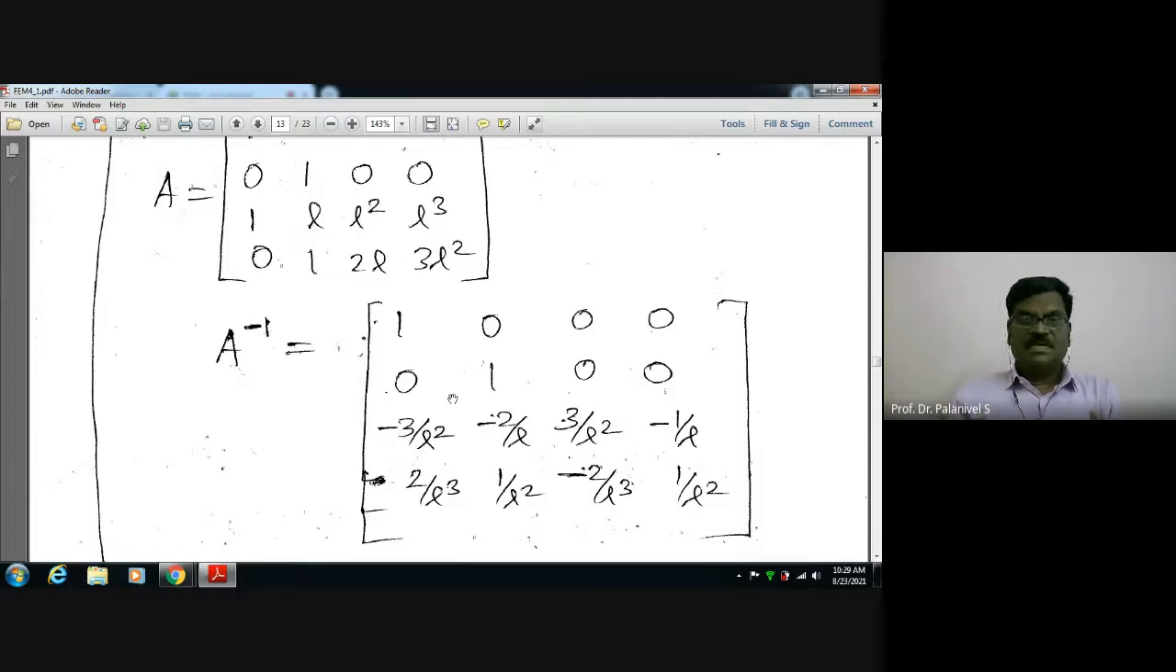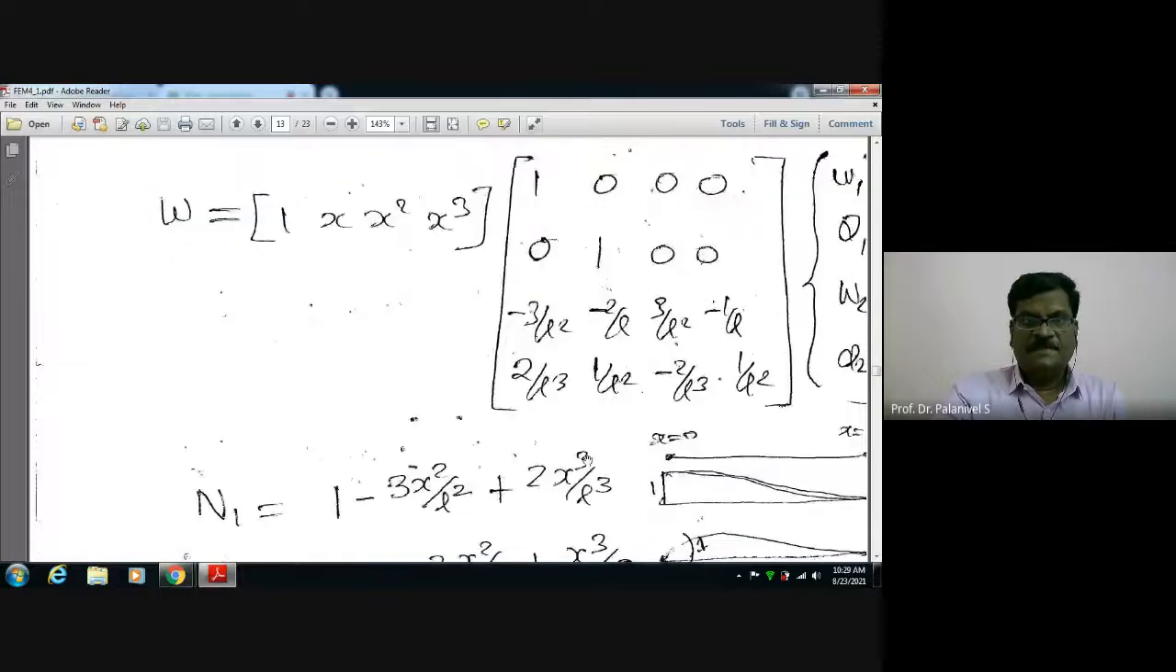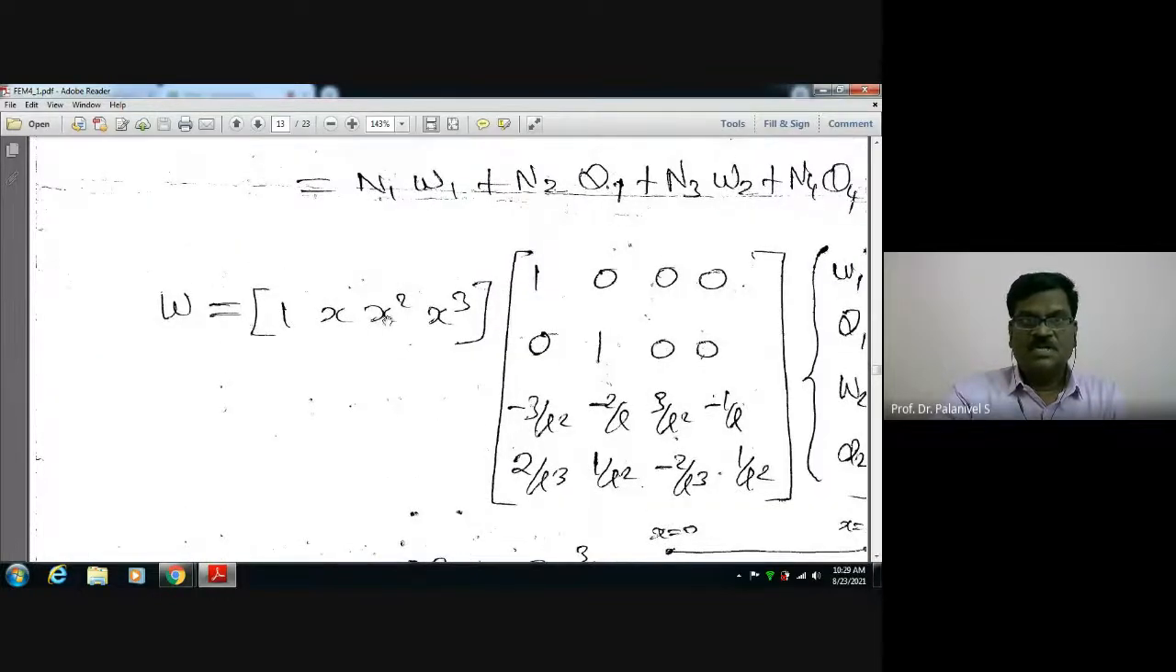Development of the shape function for the two-dimensional beam element is very important, because in many question papers I have seen this question. In this, the difficult and time-consuming part is the determination of the inverse. I advise you to memorize this, no other way. A inverse equals this one. Therefore, w equals the form matrix phi into A inverse into the nodal degree of freedom vector.